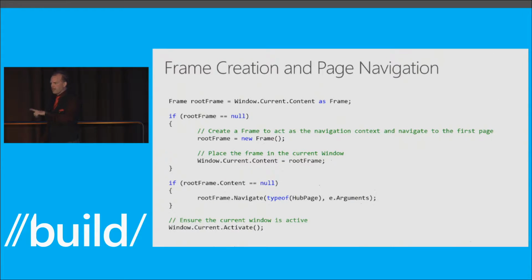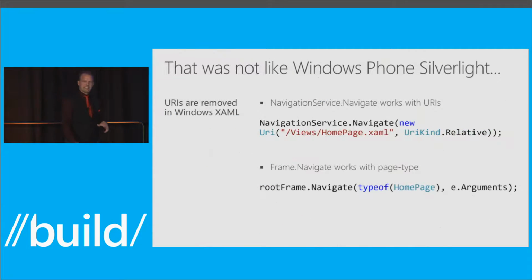Now, for those of you who come from Windows Phone Silverlight 8.0, that didn't quite look like Silverlight, right? The major difference here is that you don't navigate to URIs anymore. It's page types, regardless. You can still structure your program in levels nested down and have pages in different sub locations, but you navigate to a page type, and that is the major difference here.